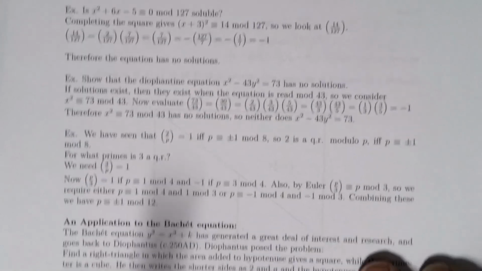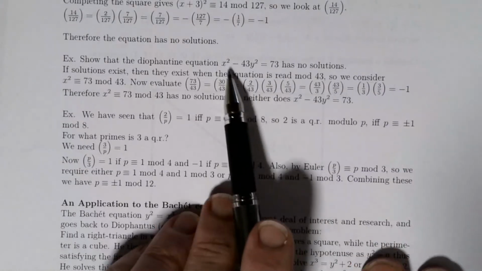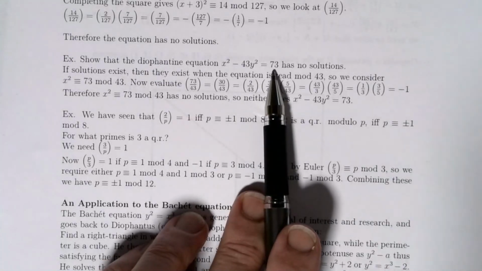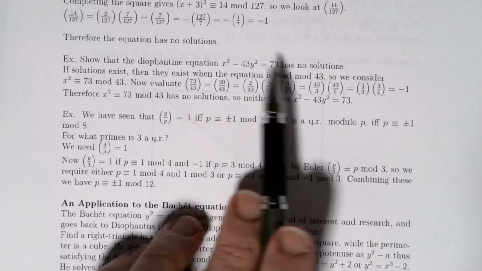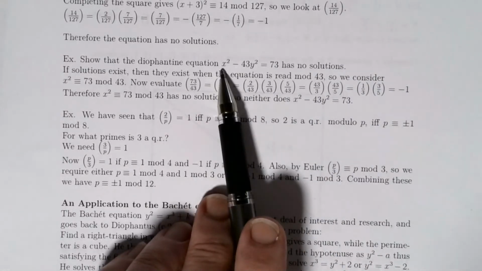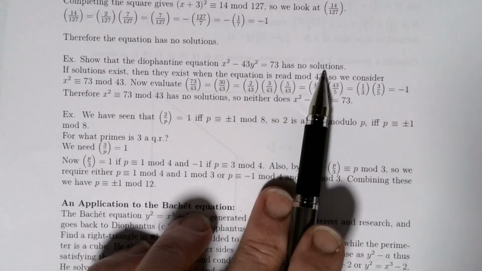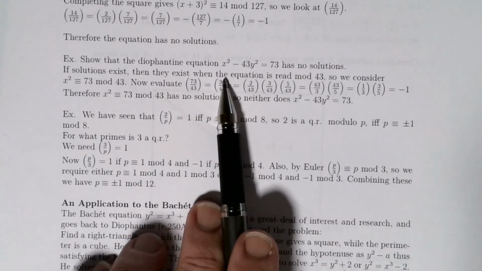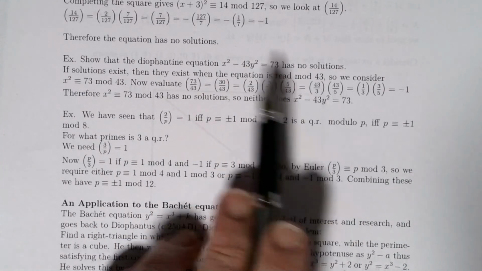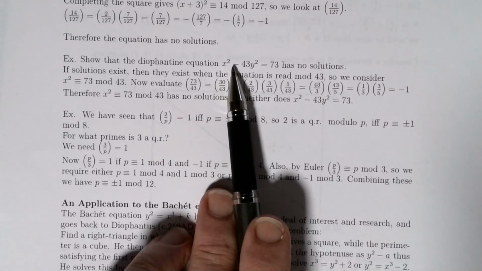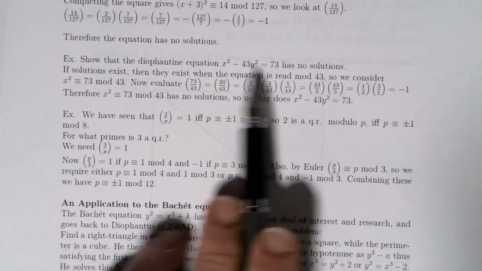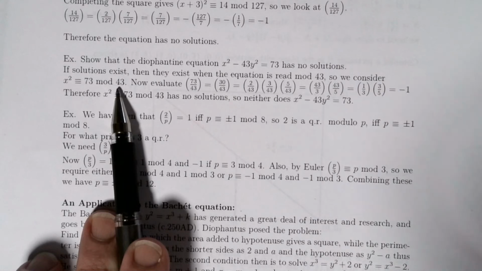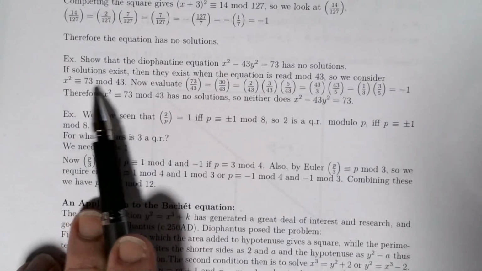Another type of example is looking at further Diophantine equations. Look at this equation, x squared minus 43y squared is 73, and let's show that this so-called Pell-type equation has no solutions. If there were solutions to this, then they would still exist when I read the equation mod 43, and that will get rid of this term. So if it has solutions, then x squared is congruent to 73 mod 43 has solutions, and that's true if and only if 73 is a square modulo 43.